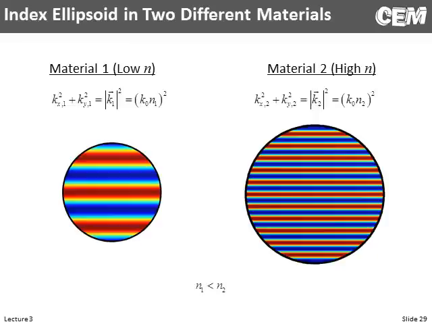So it's sort of an opposite relation there. Maybe it's a little bit counterintuitive, but just remember the magnitude of k is 2 pi divided by the period. That's why there's that inverse relation. The bigger the index ellipsoid, the more compressed the wave front. Everybody good with that? Okay.